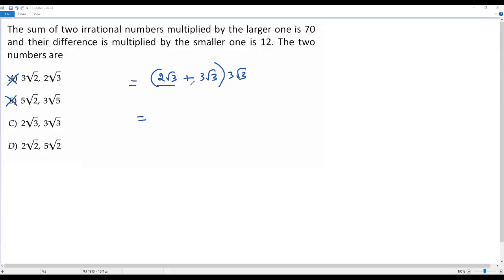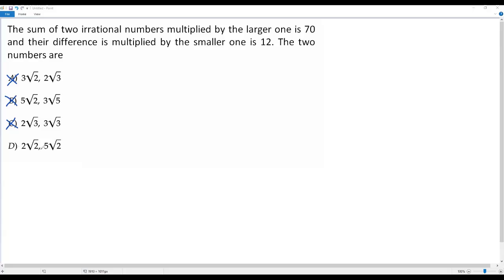When I add 2 square root of 3 and 3 square root of 3, I am getting 5 square root of 3, times 3 square root of 3. 5 times 3 is 15, and when I multiply the square root of 3 and square root of 3, I'm just getting 3. 15 times 3 is 45. According to the information we have over here, the result has to be 70. So the two irrational numbers we have in answer choice C do not meet the first condition. Since they do not meet the first condition, we don't have to verify the second condition. So we can reject answer choice C as well.